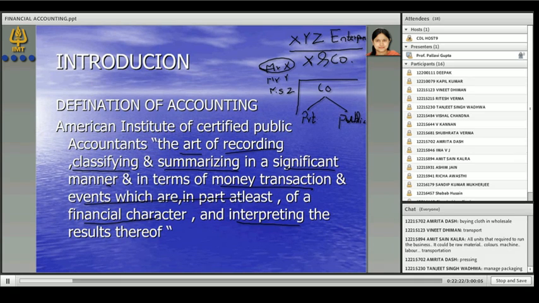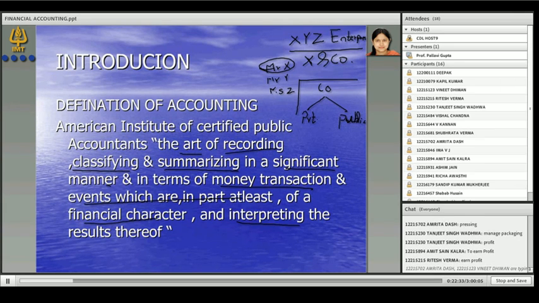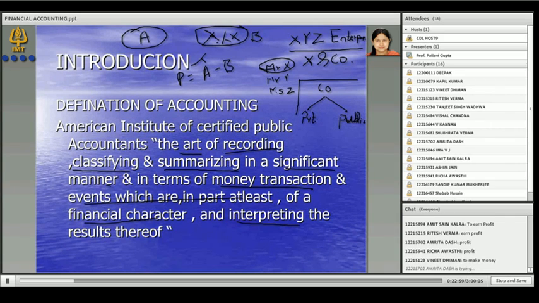Now what is the ultimate objective of carrying on the business? Why do we do the business? Profit. I want to earn profit, and earning profit is like this: this much I spent, this much I earned. Let's say what I spent is B and what I earned is A, right? So profit is equal to A minus B.